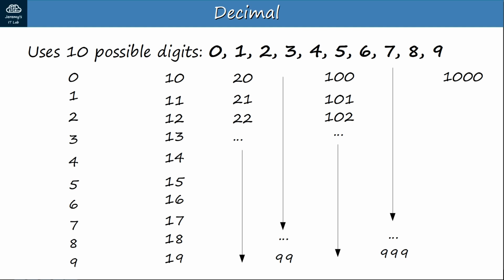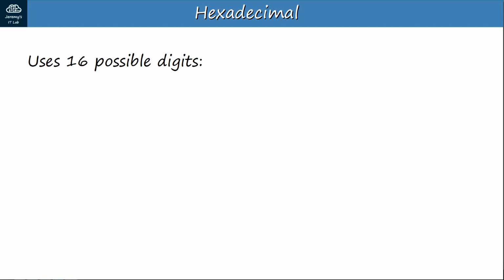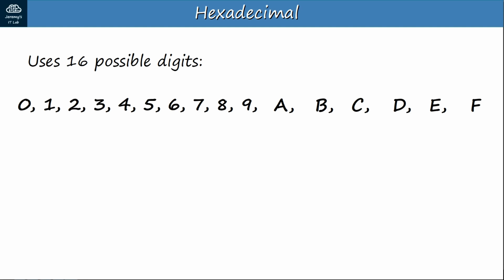Let's look at hexadecimal. While decimal uses 10 possible digits, hexadecimal uses 16 possible digits. The first 10 are the same as the decimal system: 0, 1, 2, 3, 4, 5, 6, 7, 8, and 9. The other 6 are borrowed from the alphabet: A, B, C, D, E, and F. Although these are the same characters as in the alphabet, they represent numbers here. So hexadecimal A is equivalent to 10 in decimal. B is 11, C is 12, D is 13, E is 14, and F is 15.